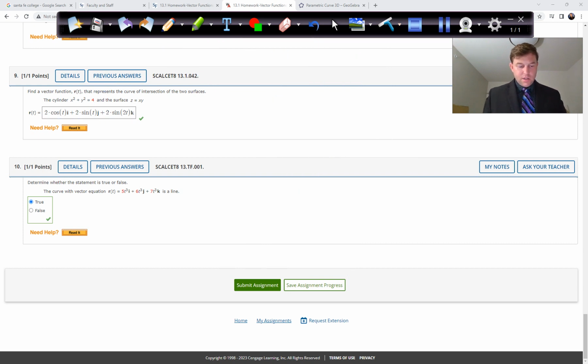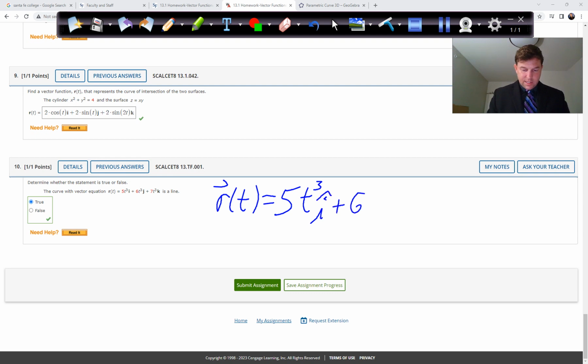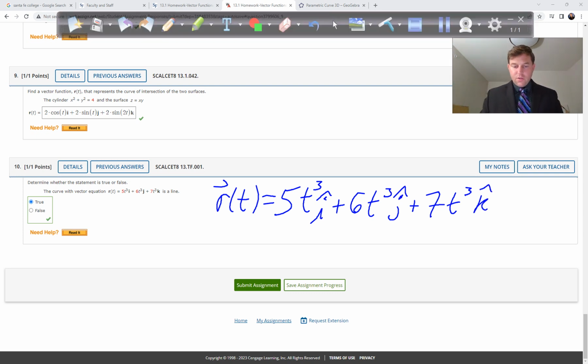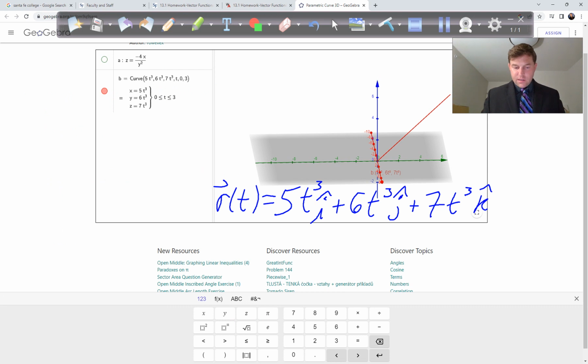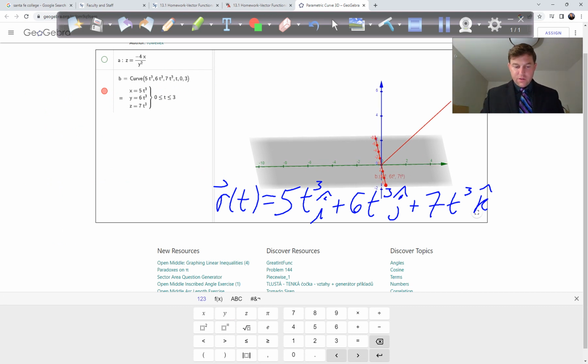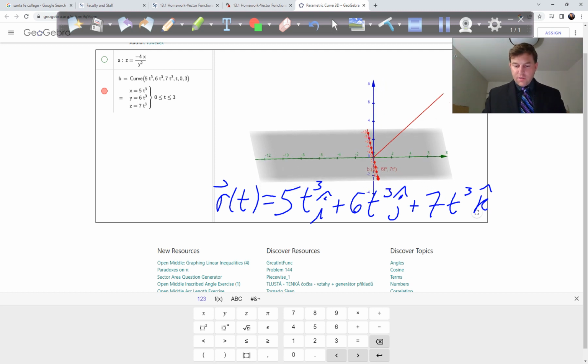Okay, last problem in this section. It says the curve with vector equation r of t, actually let me write this bigger. R of t is 5t cubed in the i direction plus 6t cubed in the j direction plus 7t cubed in the k direction. And if you go to GeoGebra and plot this, so again you can see on the left 5t cubed, 6t cubed, 7t cubed, t is the variable, 0 to 3, and you'll get this curve right here.